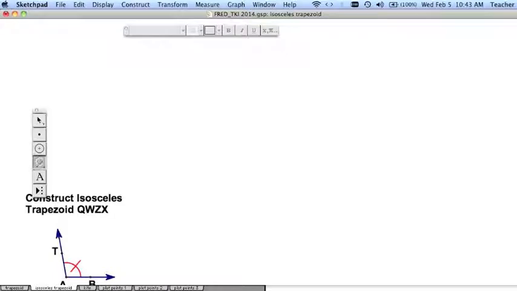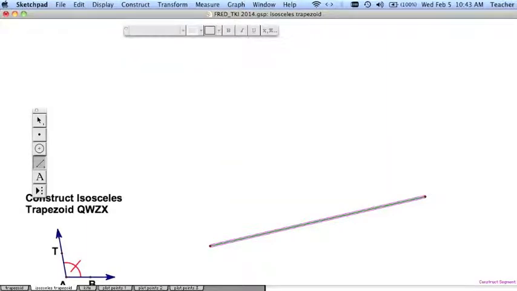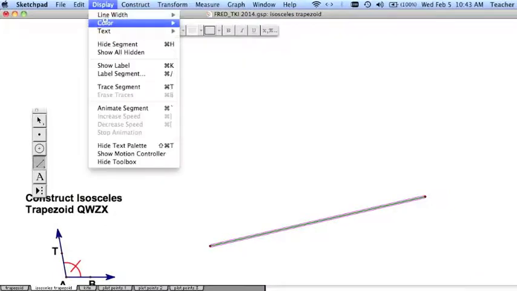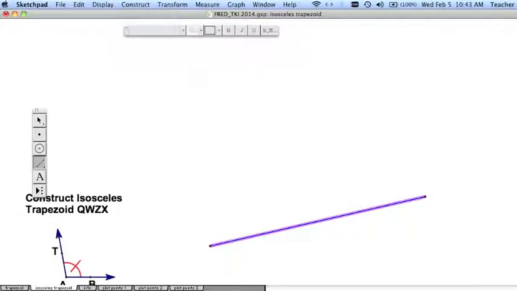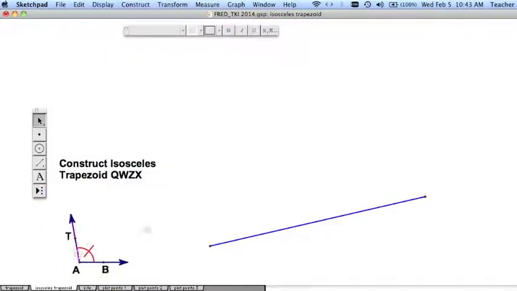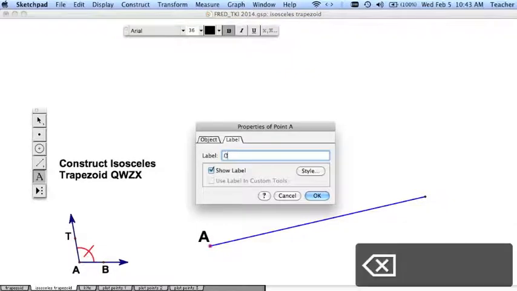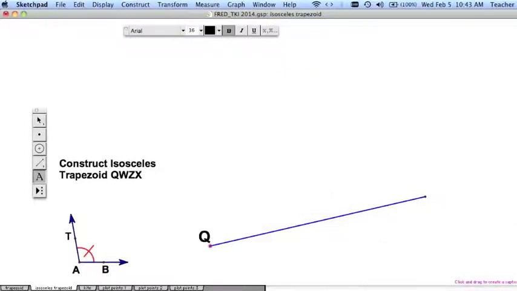Crying out loud. Draw a random segment. I'm going to make it blue. That looks blue. I'm going to make a random segment here, and we are going to construct an isosceles triangle. And this isosceles triangle, QWZX, what a funny set of letters. So, I'm going to make this capital Q, and I'll make this the big W.